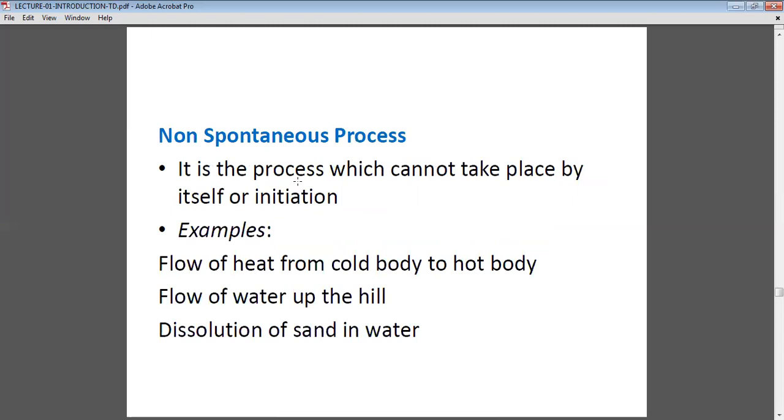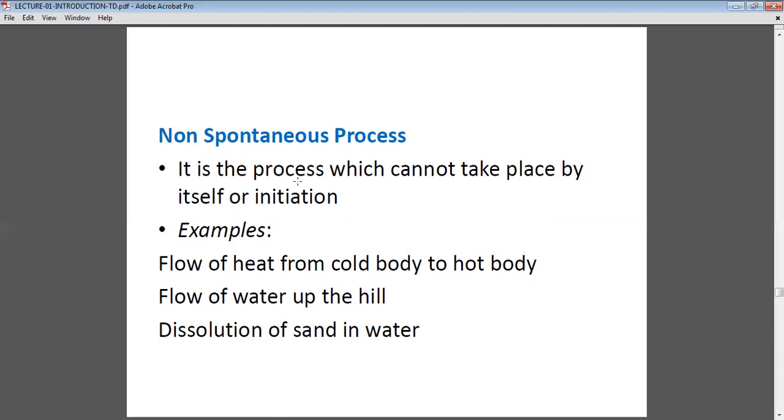And non-spontaneous processes are processes which cannot take place by themselves without initiation. Examples are the flow of heat from a cold body to a hot body. Heat flows easily from a hot body to a cold body, so by nature itself, heat is transferred from a higher temperature body to a lower temperature body. But the flow of heat from a cold body to a hot body needs some initiation, so it is a non-spontaneous process. And the flow of water from downwards to upwards, up the hill, needs some initiation, so it is a non-spontaneous process.